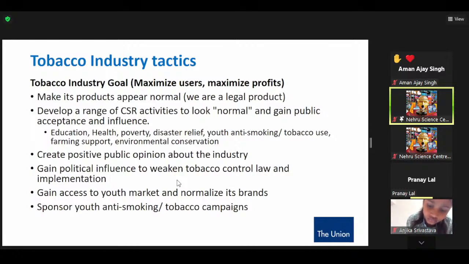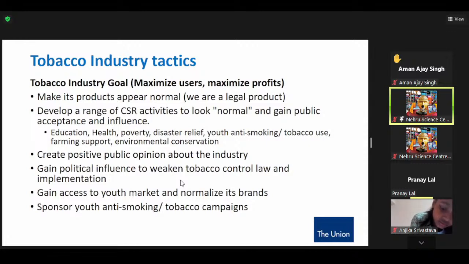The other thing they do is they hire public relations to look normal and use media. They support civil society, in particular education, health, environment, all those things. They try to show that we are supporting very good things which are useful for society. What they also do is they reduce the effect of tobacco control by influencing politicians and administrations and try to weaken tobacco control law and implementation.